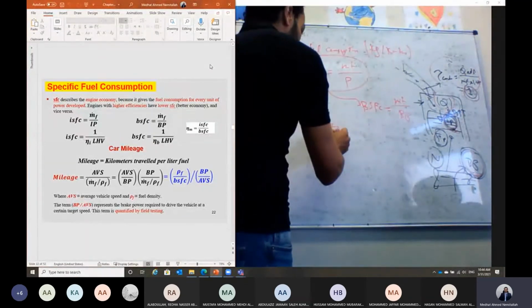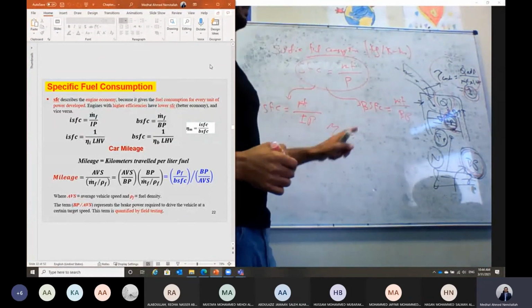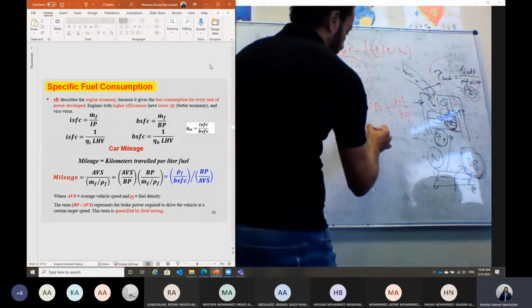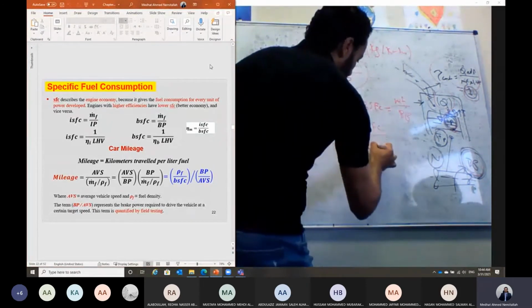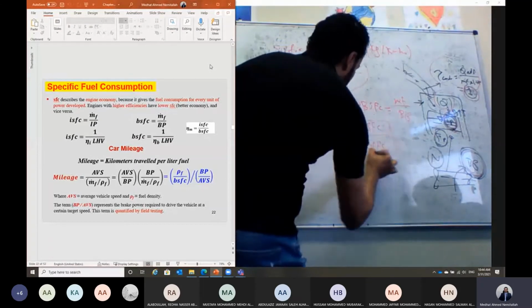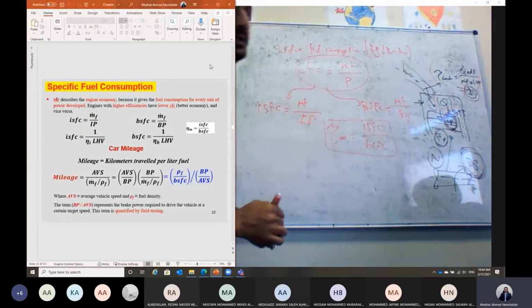And the ratio between both of them is what? It is the mechanical efficiency. But mechanical efficiency in this case will equal the indicated specific fuel consumption divided by the brake specific fuel consumption. And this is a very important parameter regarding the economy of any engine.